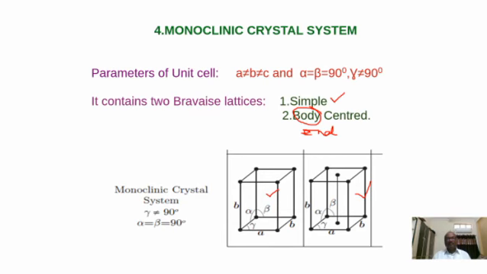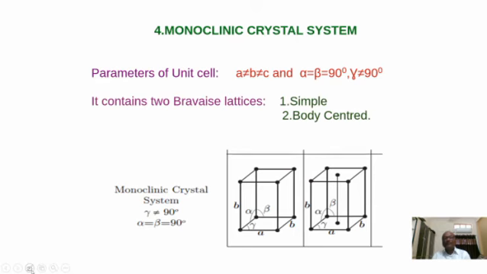So what are the dimensions? Alpha is equal to beta is equal to 90 degrees. Gamma is not equal to 90 degrees. Where a is not equal to b is not equal to c. How many Bravais lattices are there? Only two. What are they? Either primitive, or simple as you say. Second is end centered, not body centered. You remember that.